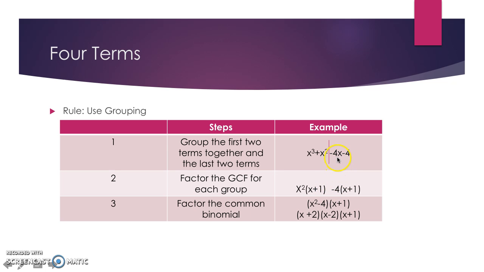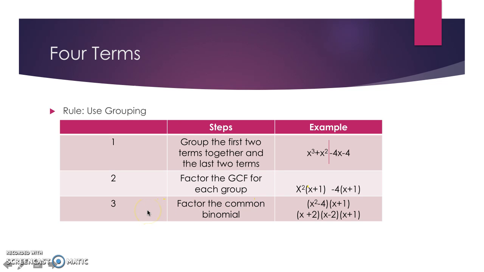Next, I have negative 4x and negative 4. I want to take out the greatest common factor in this grouping as well. So both have a negative 4 in them, so I'm going to factor out a negative 4. When I take negative 4x divided by negative 4, I'm left with x, and when I take negative 4 divided by negative 4, I get positive 1.